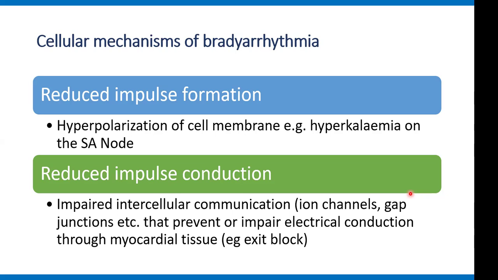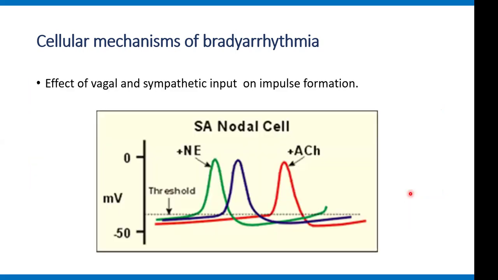Then we also have reduced impulse conduction. Whenever there's impaired communication between cardiac myocytes, you can have reduced impulse conduction. This can happen from myocardial infarction, which causes damage to the energy requirements: loss of ATP, ion channels not functioning, gap junctions disrupted. This can lead to impaired conduction of the action potential.